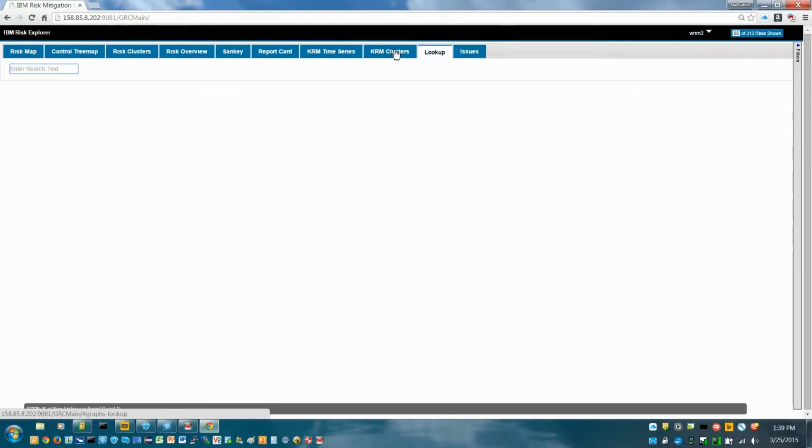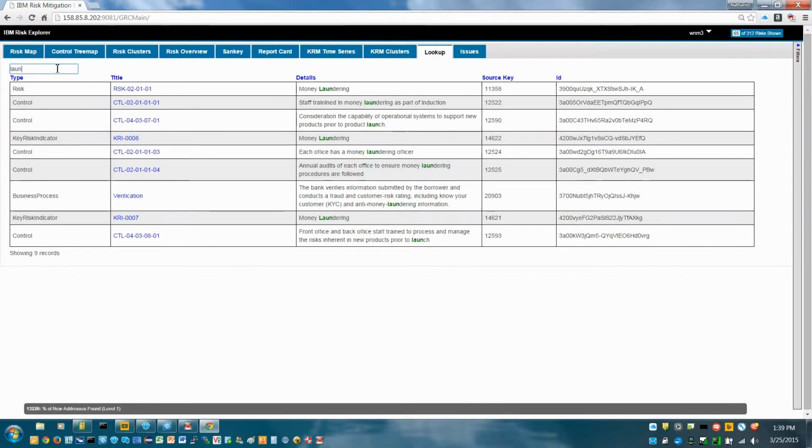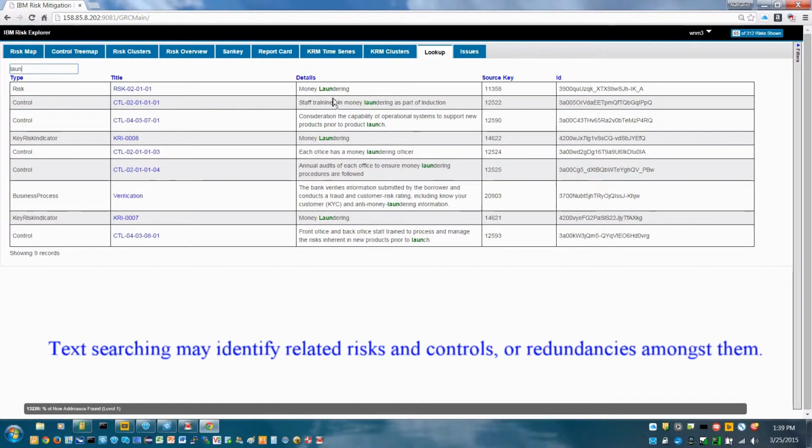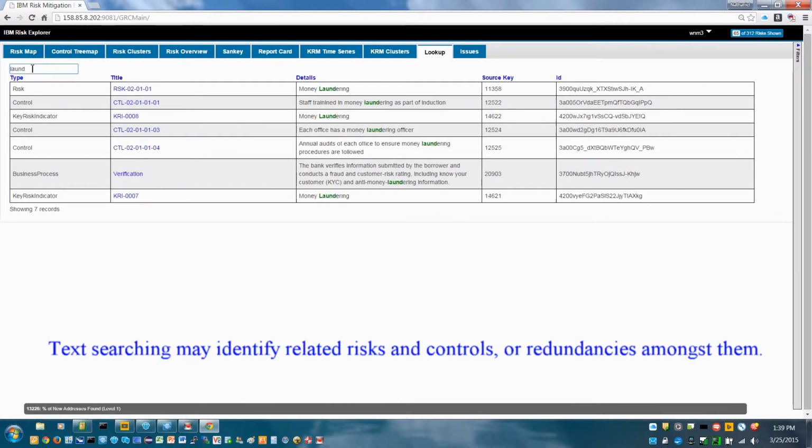We have another visual analytic that allows you to use some text searching to find similar risks or controls by entering text, and we look at the descriptions of these elements, and here show that we found what we were looking for. We refine our search a little better by choosing LAUND for laundering, and we can see what those are. The title column is a link that allows us to click and move directly into open pages to make changes if we want.